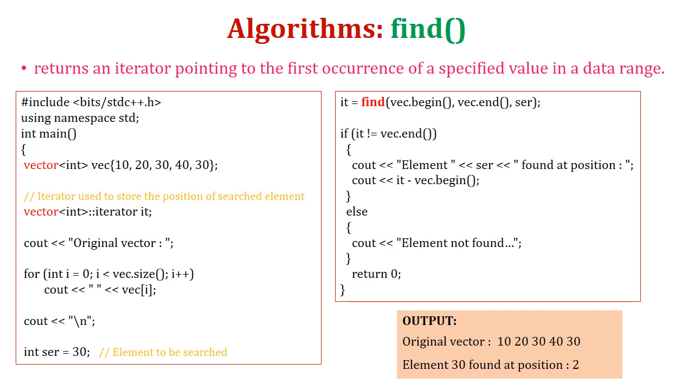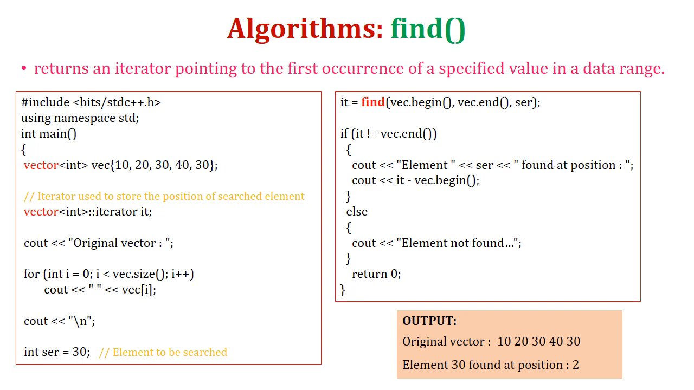Now we are going to search for some element. We can give any input. For example, I am giving 30 in the variable. Now find is the inbuilt function. We are giving three parameters here. First one is begin, then till end we are going to search, then mention the searching element. Already the searching element is 30, so I mentioned the variable name here.